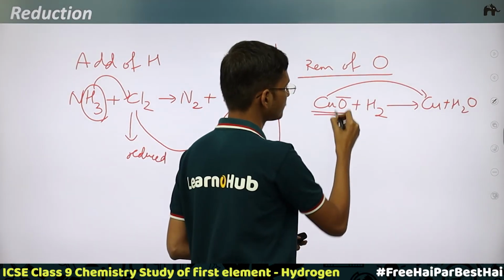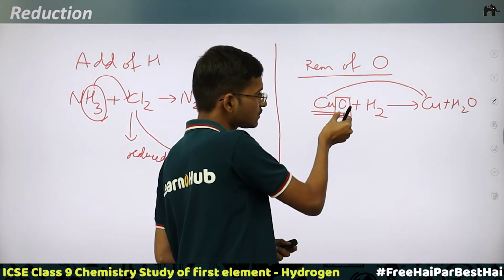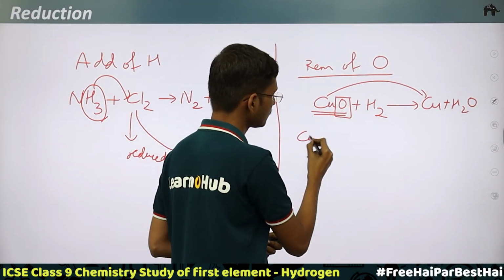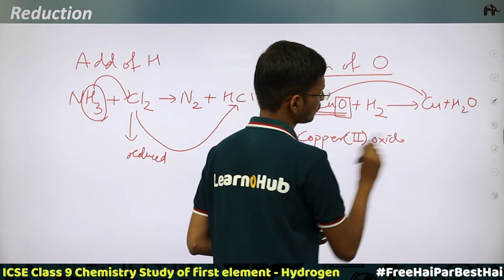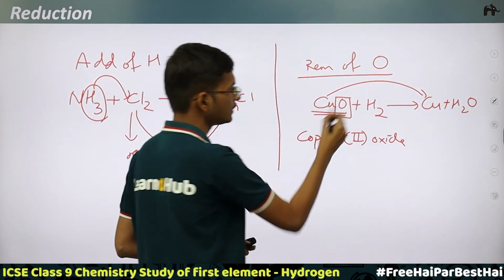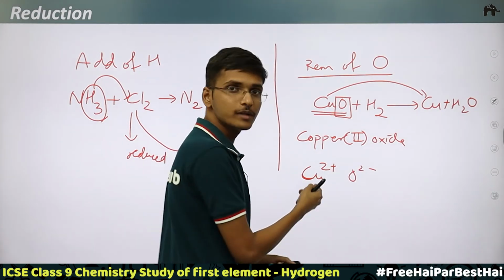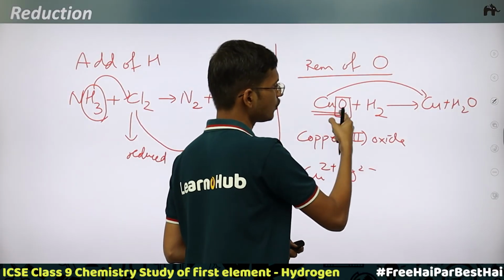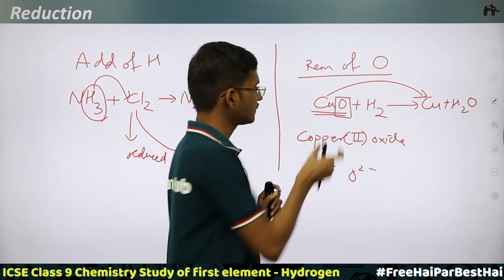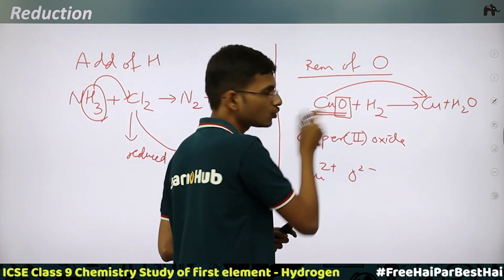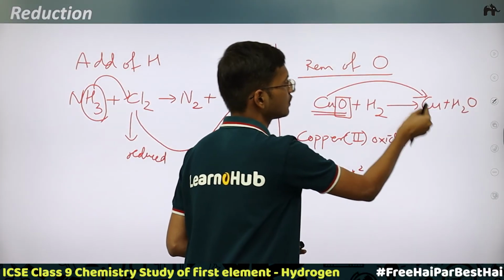See, so here oxygen is getting removed to form copper. Oxygen from the copper 2 oxide. This is the copper 2 oxide, or you can say it is cupric oxide, because the copper 2 plus radical is cupric. In this copper 2 oxide, Cu2 plus and O2 minus are the radicals. So from this cupric oxide, oxygen is removed and it results in the formation of copper. Clear?